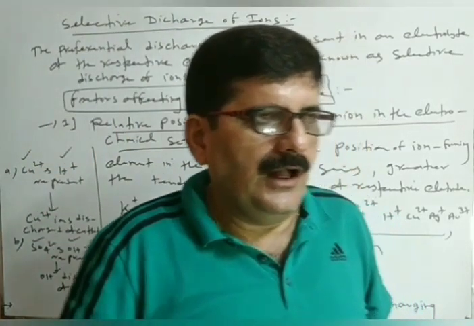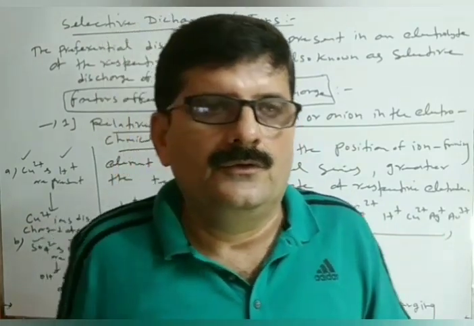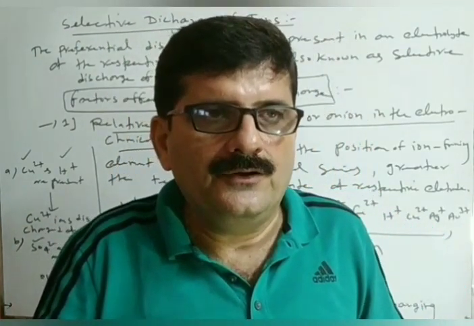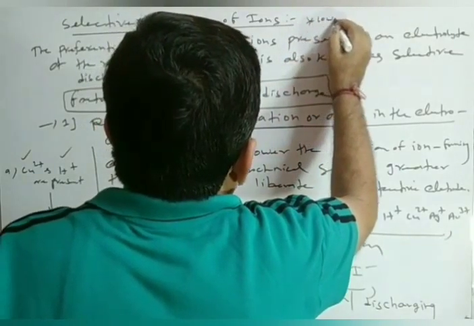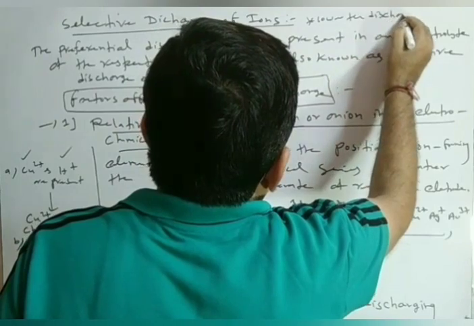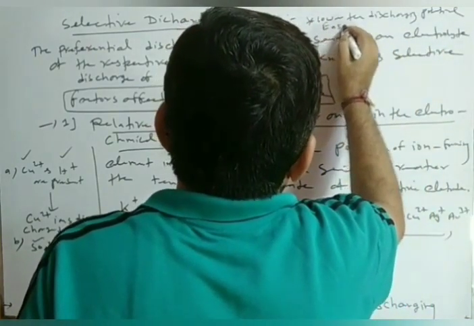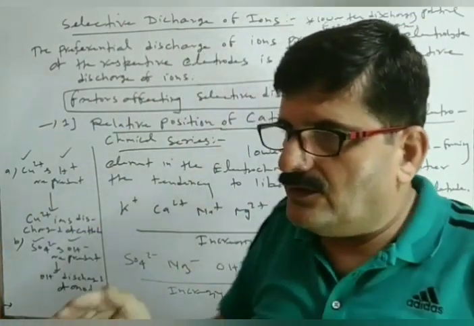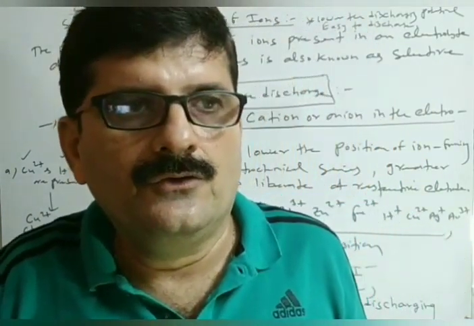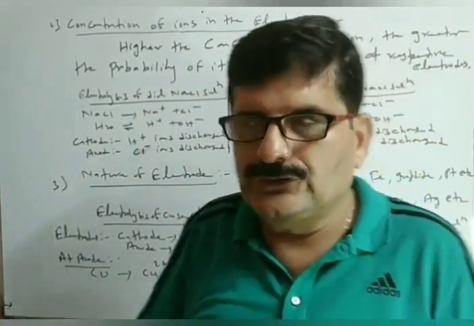We know very well our modern electrochemical series is based upon increasing order of reduction potential value. Lower the discharging potential, easier to discharge, or you can say greater the reduction potential, easier to discharge of such metal, or you can say non-metal, at respective electrode. Our next factor is concentration of ions in electrolyte.